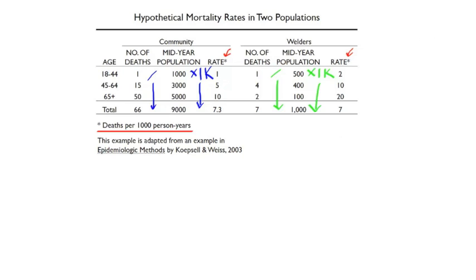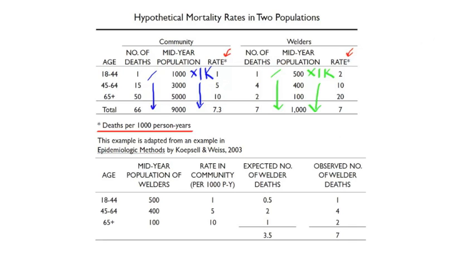Next, we're going to take the values from this table and reorganize them in a different table. We're going to start by taking the mid-year population of welders and stick it over into this column. Then we take the number of deaths that we observed among the welders and transfer it to this column, observed number of welder deaths. Then we're going to take the age group specific rates of lung cancer in the community and stick them into this column.